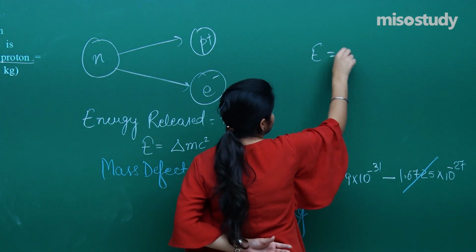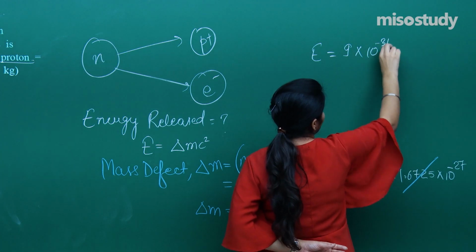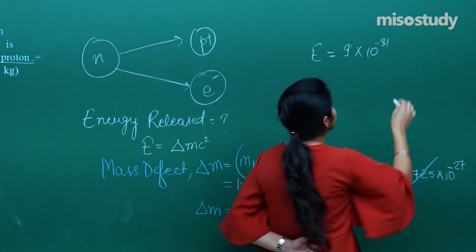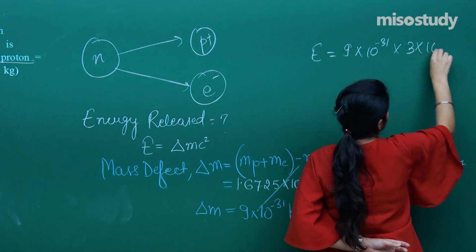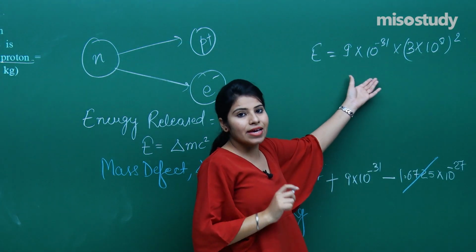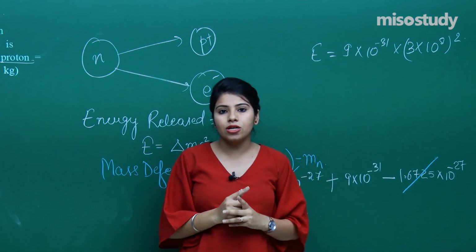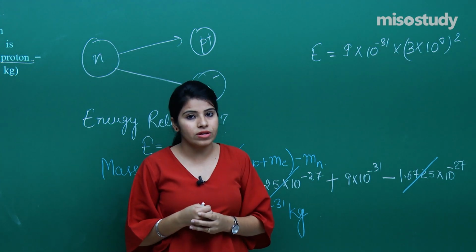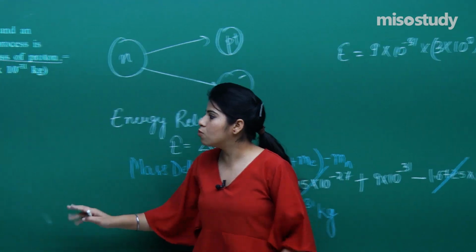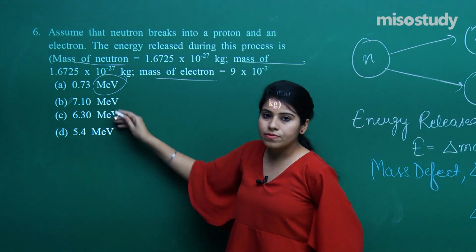E will be equal to delta M into c square. Speed of light is denoted as c, and c is nothing but 3 into 10 raised to the power 8, squared. Now, let me just focus on one thing, because I have to find out the energy and we have different units of energy. Let me just focus on the options. What is the unit that we have to find? Okay, so we have to find the energy in mega electron volt, right?